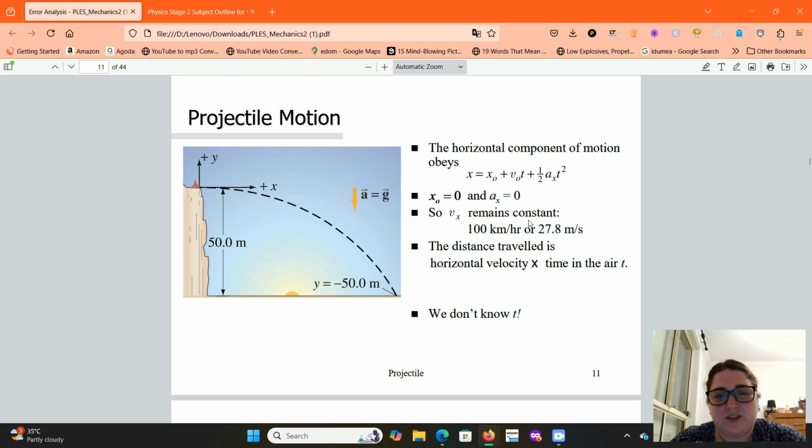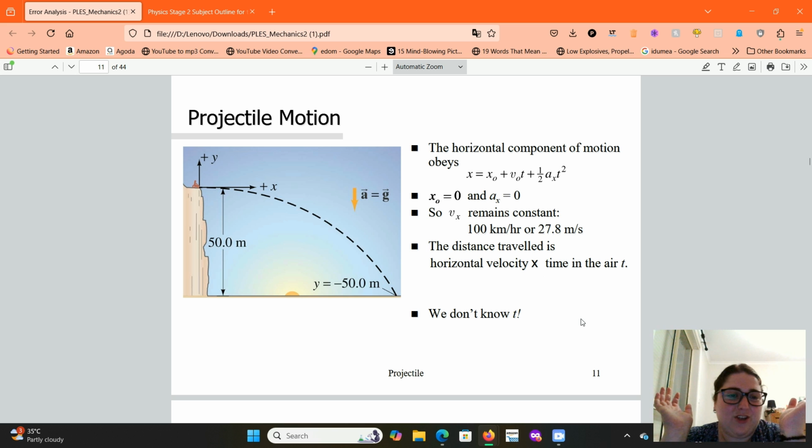So v of x remains constant at 100 kilometers per hour, or 27.8 meters per second. You should know how to convert between kilometers per hour and meters per second. You should remember how to do that. If not, I will send you the Year 11 textbook, which has the equation you need. The distance traveled is the horizontal velocity multiplied by the time in the air, t.